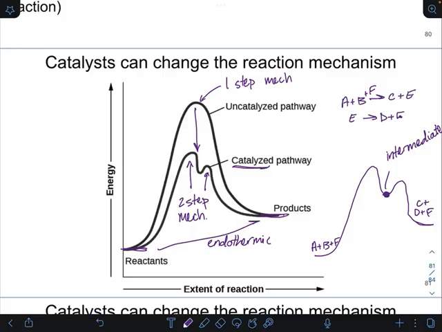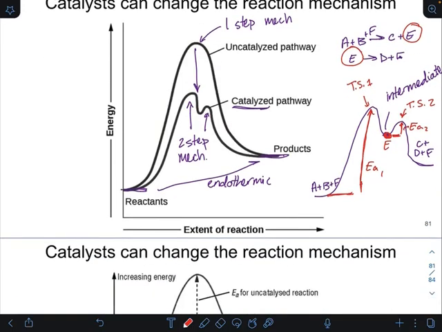And then the whole thing that I really wanted to draw was that E, my intermediate, appears at the valley between the two peaks. This is transition state 1. This is transition state 2. Activation energy goes from the reactants to the top of the hill. So this is activation energy 1. Here is my activation energy 2 from the intermediate to the top of the hill.